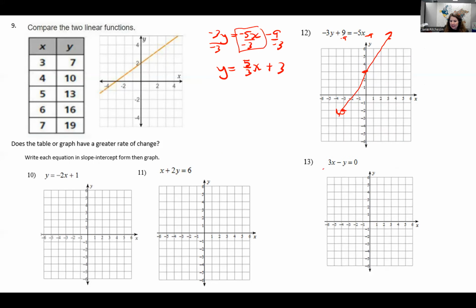And number 13 is this one. So we're going to get rid of 3x. So then we'd have -y equals -3x. I don't need to write +0. But then I need positive y, so I'm going to divide everything by -1. So positive y equals +3x. Like I said, I could have added +0. That tells me where to start at the origin, 0, 0. And now my rise is up 3, 1, 2, 3, right 1. And I have just kind of, sort of, not really graphed my line.